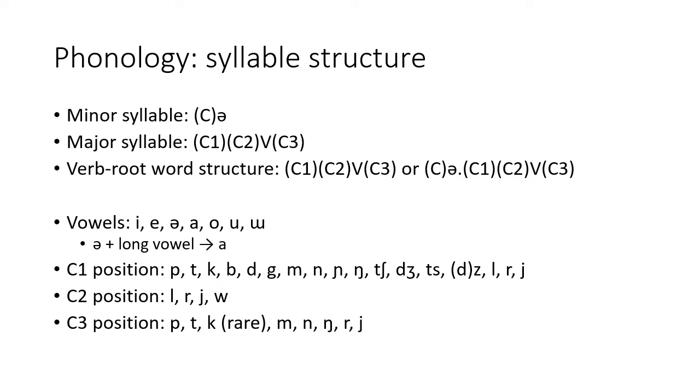There are 7 vowels: e, a, o, u, and ɯ. The vowel, when it's lengthened, becomes a, and we'll see that the coda position can contain p, t, k. K is rare. M, n, ng, r, or y.